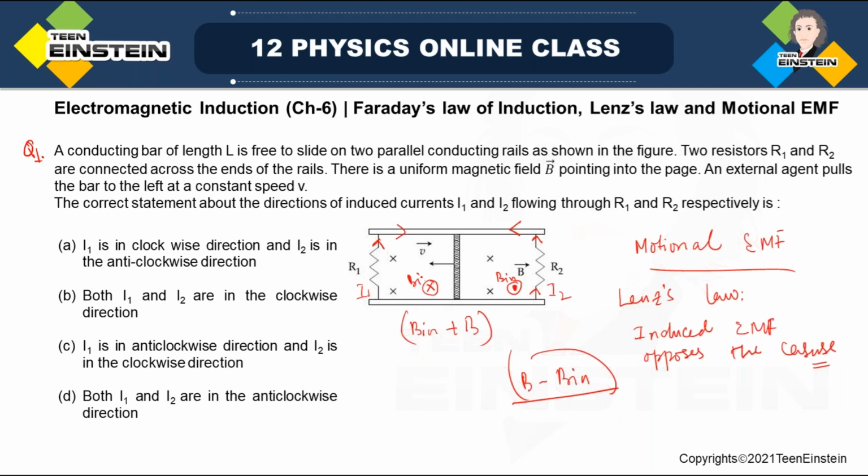This is B induced. And the current in R1 has to be in the clockwise direction. So I1 has to be in the clockwise direction, I2 has to be in the anticlockwise direction. So the first option will be the correct answer for this case.